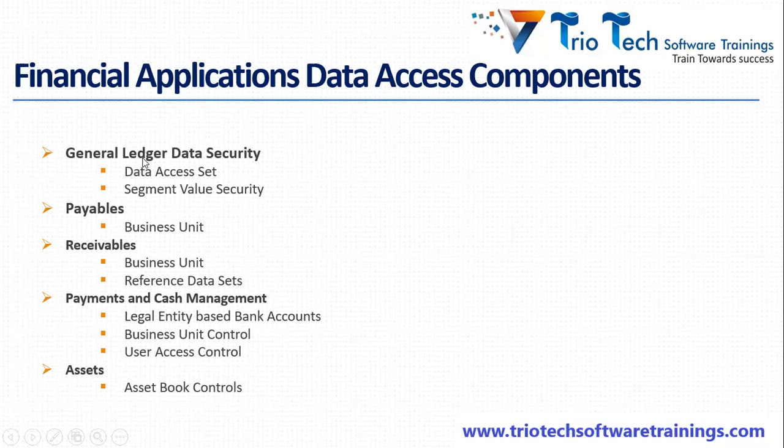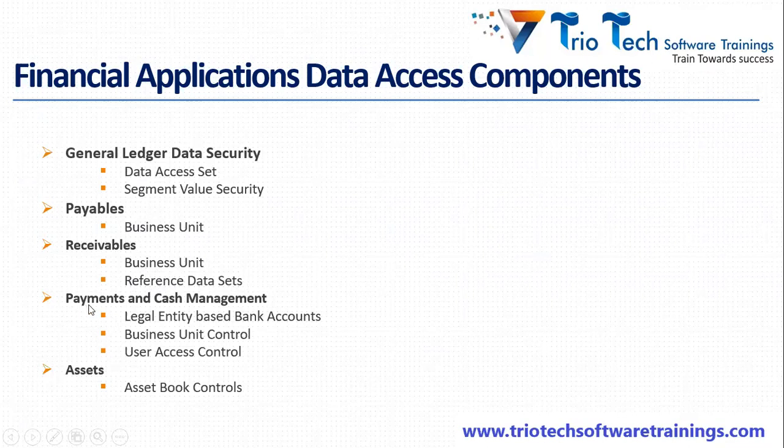From a general ledger perspective, you give access to the ledger, which is called the set of books. From a payables perspective, it is a business unit, or in very layman terms, an operating site or operating unit. We will understand what an operating unit and a business unit are, as all these are part of an enterprise structure, which we will understand tomorrow. For payables, the business unit needs to be given access, and the data is governed based on the business unit or operating unit. In receivables, we have business unit and reference data sets, which again we will understand later.